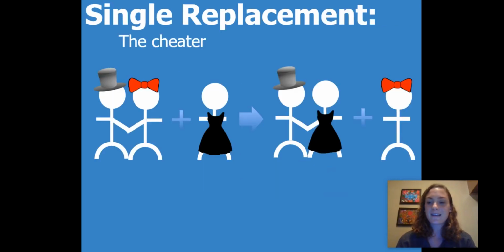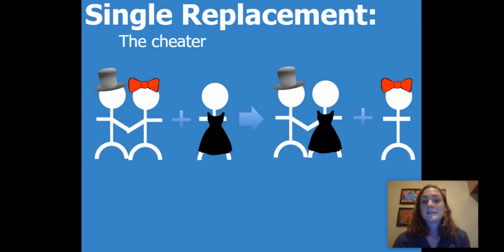All right, the third type of reaction is called the single replacement, and you can remember this as the cheater. So Mr. Top Hat and Little Red Bow have a happy relationship until one night they're out on a date and Mr. Top Hat sees Little Black Dress and he's like, man, I just cannot take my eyes off of this girl. That black dress, though, she's looking fine.